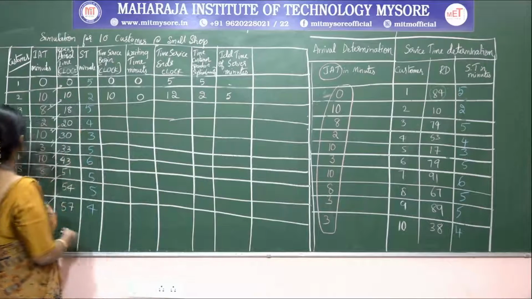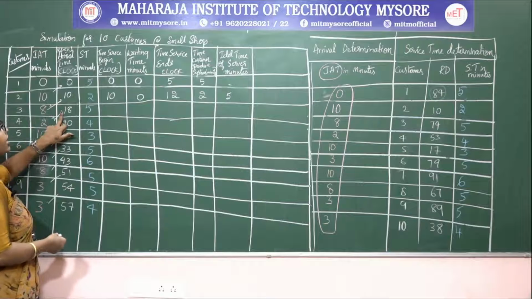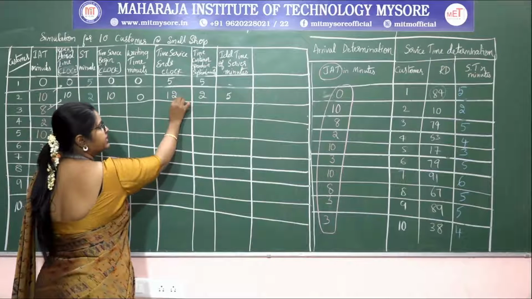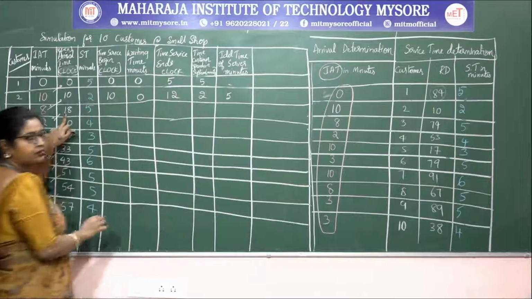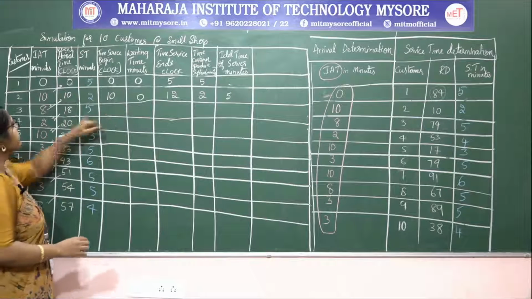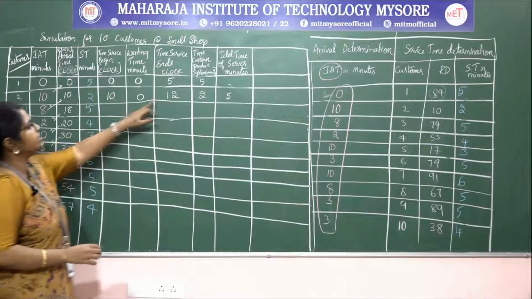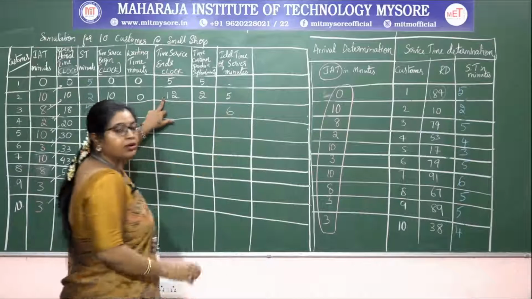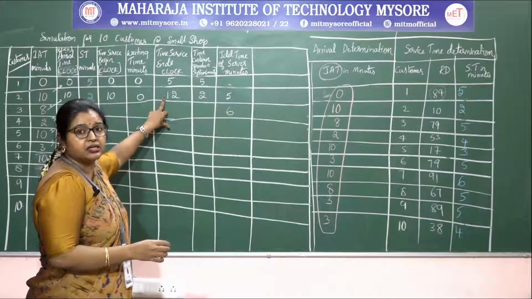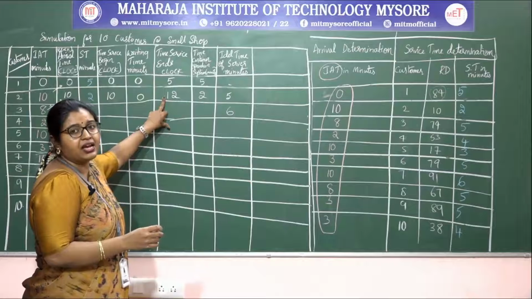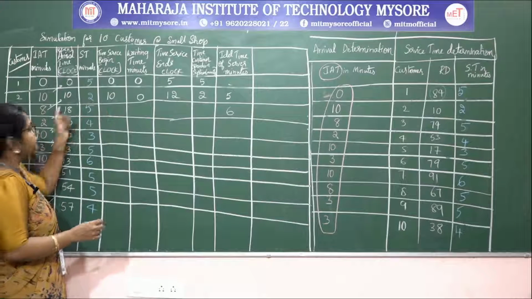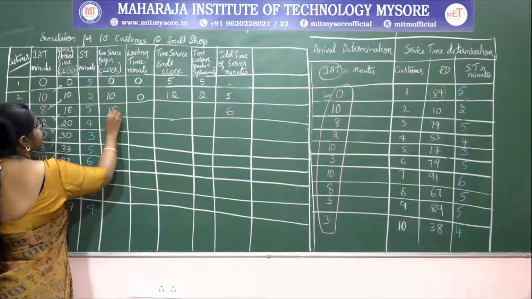Okay, next, the third customer is going to arrive at the 18th minute, but the previous customer completed his work by the 12th minute itself. So how many minutes? That is 18 minus 12, which is 6 minutes. So the server will be idle for 6 minutes. Therefore, at what time will the service begin for the third customer? Definitely at the 18th minute.